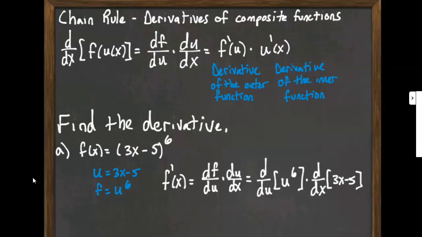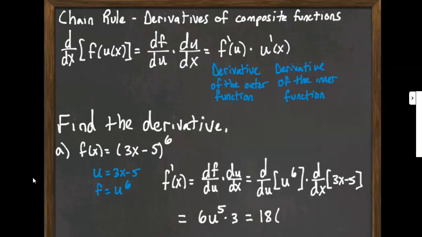So here we go. What's the derivative of u to the sixth with respect to u? Well, that's a power, so we just use our power rule. That's going to be 6u to the fifth. And then 3x minus 5, that's pretty simple. That's just a little linear expression. In terms of x, we can differentiate that real easily and get 3. Then we can put it together. 3 and 6 is 18.